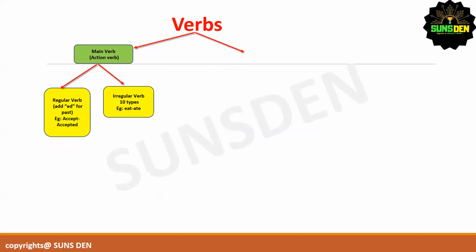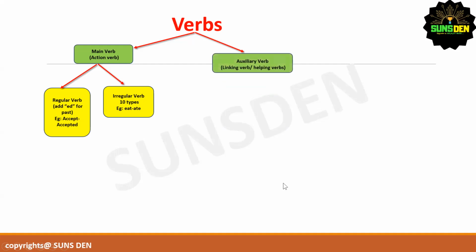Now what is a regular verb? Just take any word which indicates action. The example I've given here is accept. For a regular verb, in order to make the past tense, you just have to add ed and it becomes the past form of the verb accept, which is accepted. But for irregular verbs, the formula doesn't apply. It has its own pattern, and there are 10 different types of irregular verbs which I've classified, and I'll be sharing that with you in detail in the upcoming videos.